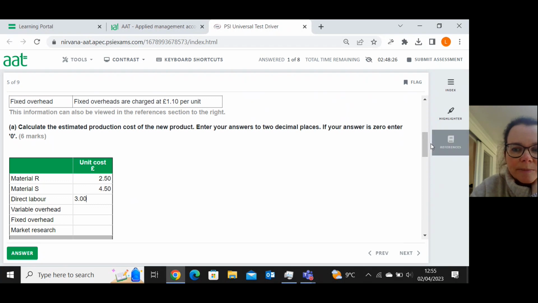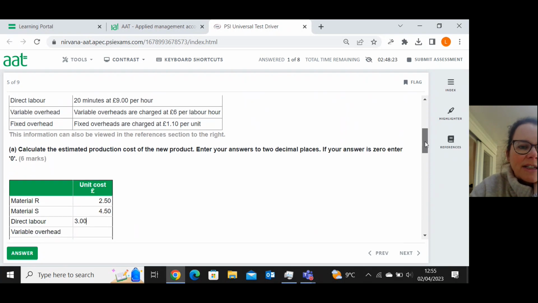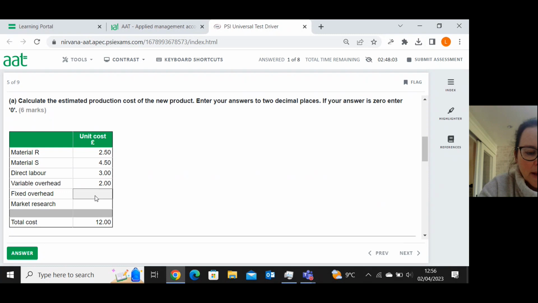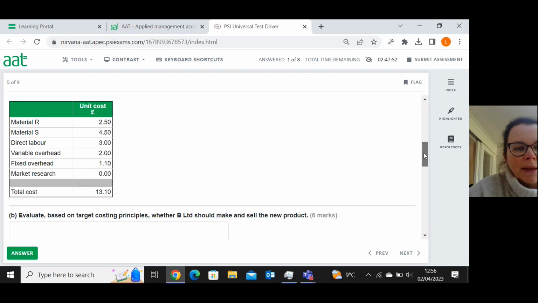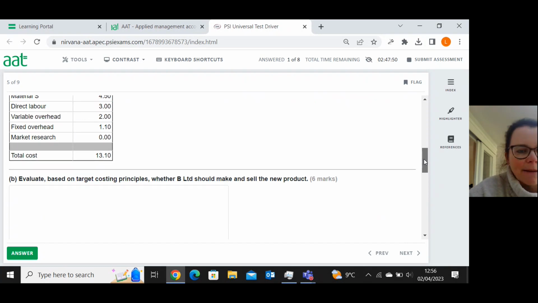The variable overhead, variable overheads are charged at £6 per labour hour, so 20 divided by 60 again, but now times by 6. So that gives us £2. And then fixed overheads at £1.10 per unit. So we just put in £1.10 per unit. And they've written market research there to kind of lead us astray, but as we've already discussed, that is too far removed from the production process to be included as part of the cost of our product. So £13.10.